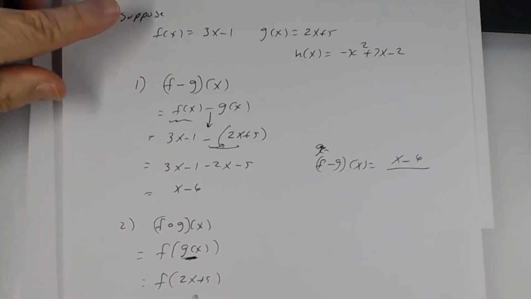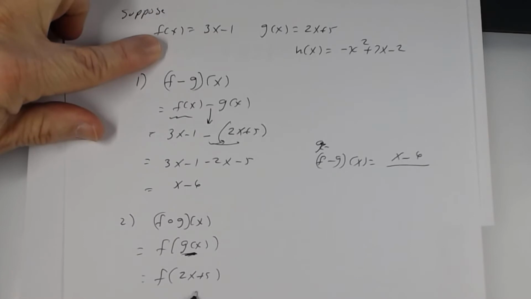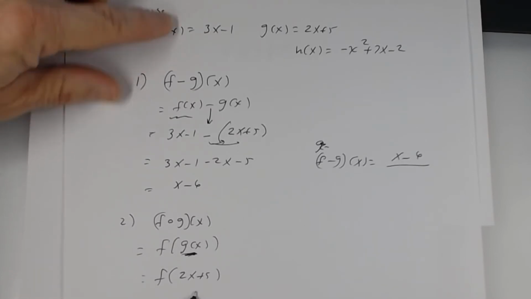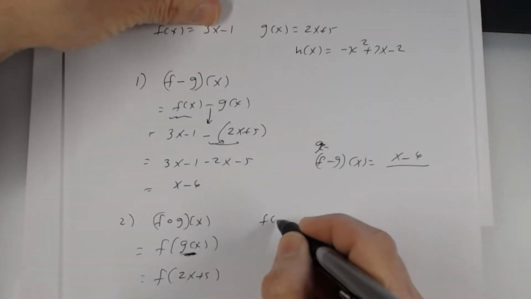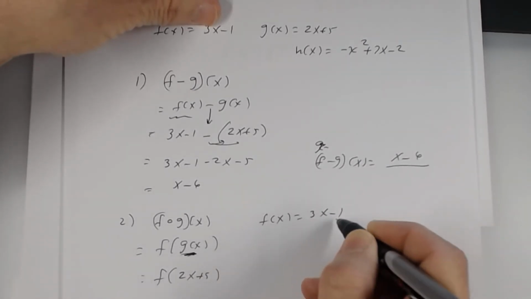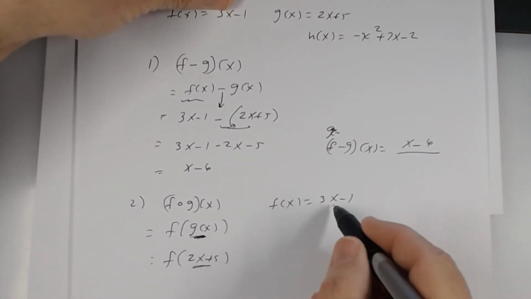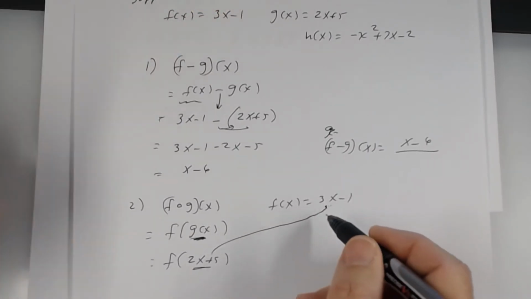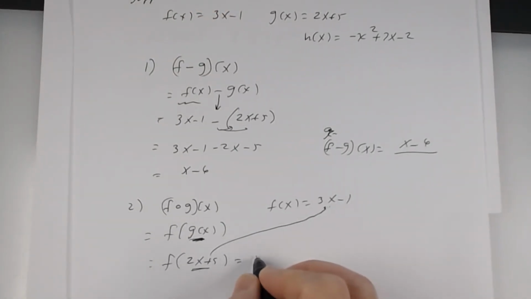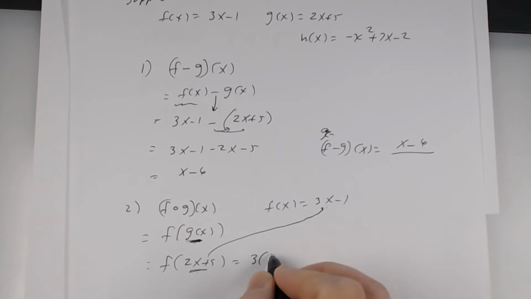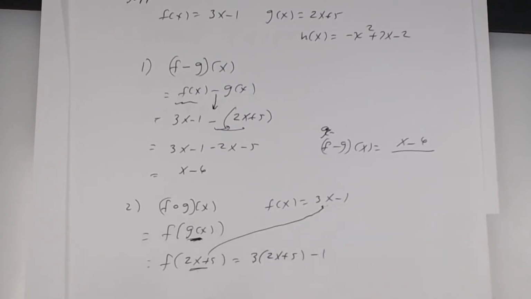You go to your function f, and wherever you see the variable x, what do you substitute? 2x plus 5. So remember, f of x is this. Let me go ahead and rewrite it here. So wherever you see the variable x here, you're going to substitute 2x plus 5. So I get 3 times what? 2x plus 5, and then subtract 1.